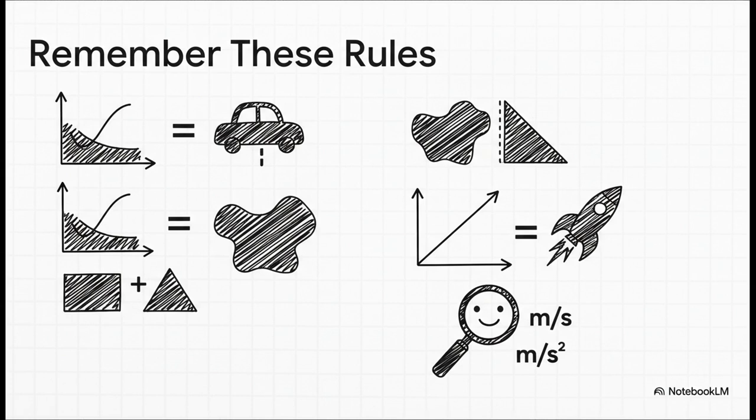And the big ones to remember, area equals displacement, that's how far. Slope equals acceleration, that's how fast your velocity is changing. And please always, always check your units. They'll tell you if you're on the right track.